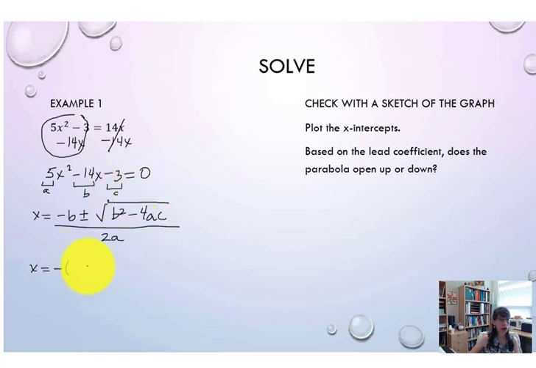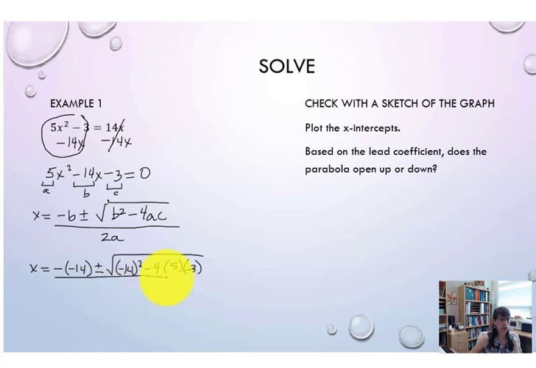So a negative times the b value, this is where we need to be careful because b is also a negative amount. A negative amount is what goes in that parenthesis. So we have a negative multiplied by another negative there, plus or minus the square root of b squared. Again, negative 14 fills in the quantity, minus 4 times a, which is 5, times c, which is negative 3.